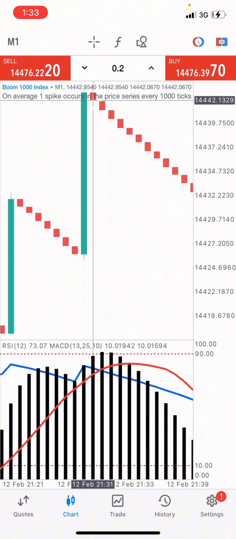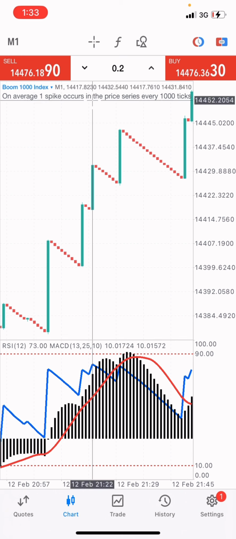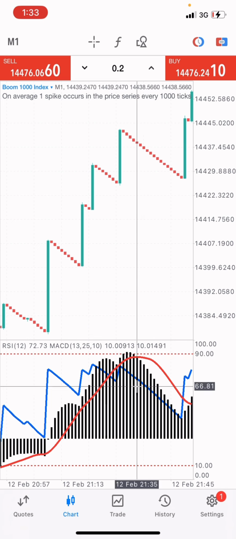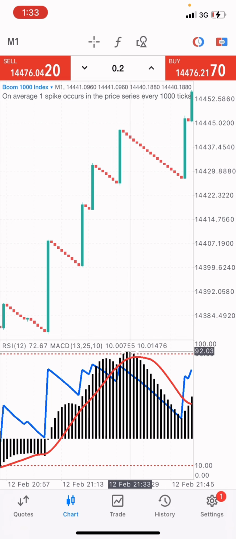You place another entry, and as you can see right here, like I said, you need to enter the market only when this MACD trend line has crossed above this level of 90, then you place a sell on boom. You place a sell on boom 1000. Remember, we're talking about boom 1000 and crash 1000 alone. We're not talking about boom 500. So you place a sell on boom 1000, then you exit after that candle has been created.